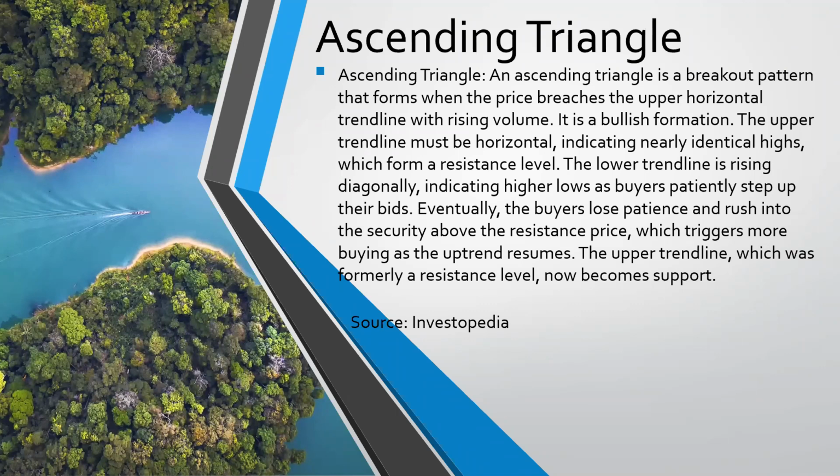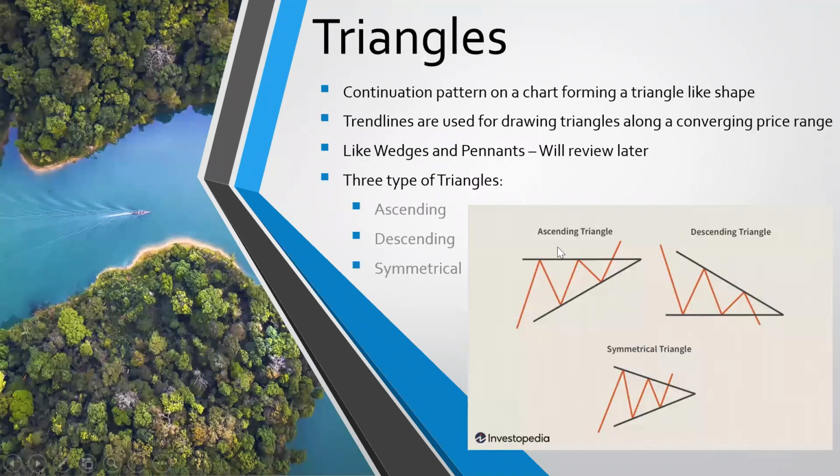The upper trend line, which was formerly a resistance level, now becomes a support. We did cover in the last sessions what resistance and support are, right? So this was acting like a resistance, but once it breaks out, as we know, this becomes the next support, and the other trend line above that becomes the new resistance.